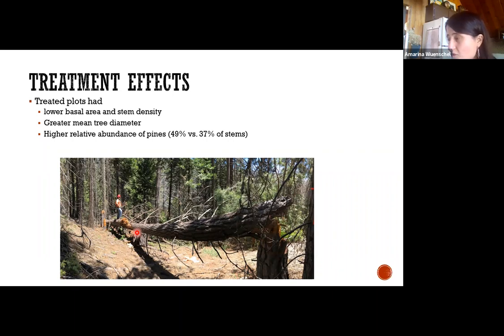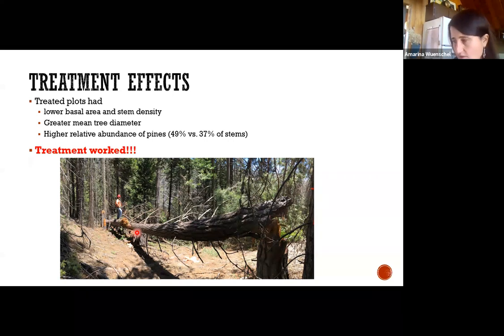Were we successful at our treatment? And that seems pretty basic, but it's always important to establish. So in general, our plots that we treated with mechanical thinning and burning had lower basal area, so sort of less overall volume, and stem density than areas that were not treated. They also had, on average, larger trees and a higher relative abundance of pines. So those are all things that we were trying to do. Our treatments worked.